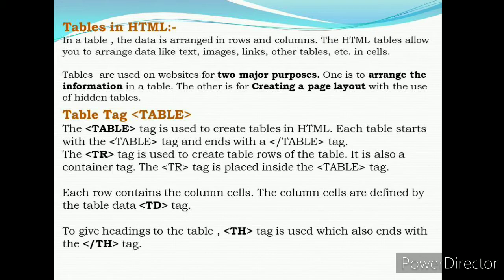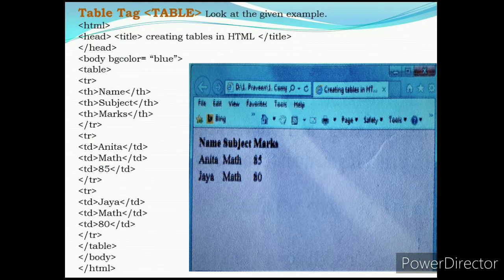Each row contains column cells. The column cells are defined by the table data, that is the td tag. To give a heading to the table, the th tag is used, which also ends with a /th tag. Let us now understand the table tag with the given example.